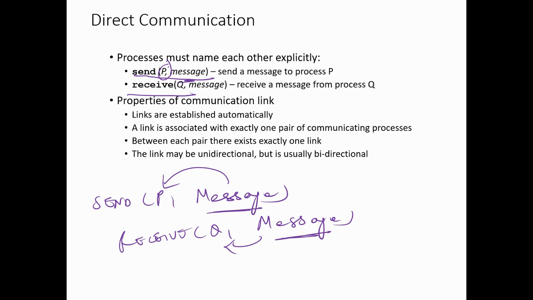And what are the properties of the communication link? The links are established automatically, and a link is associated with exactly one pair of communicating processes. That means A and B. Between each pair, there exists exactly one link, and the link may be unidirectional, but it is usually bidirectional. Clear so far? Okay.